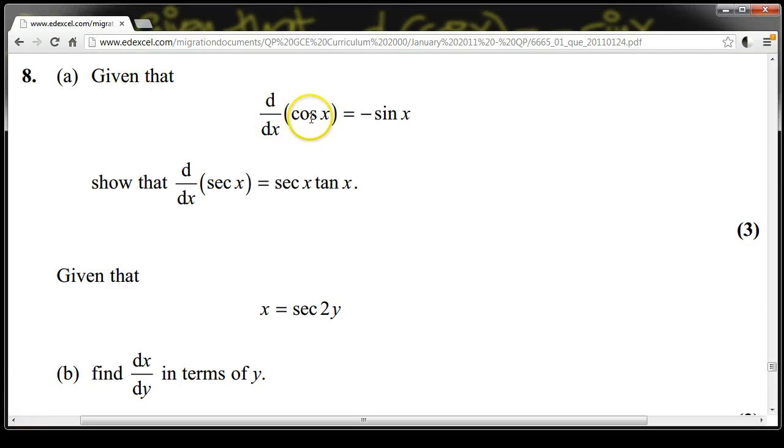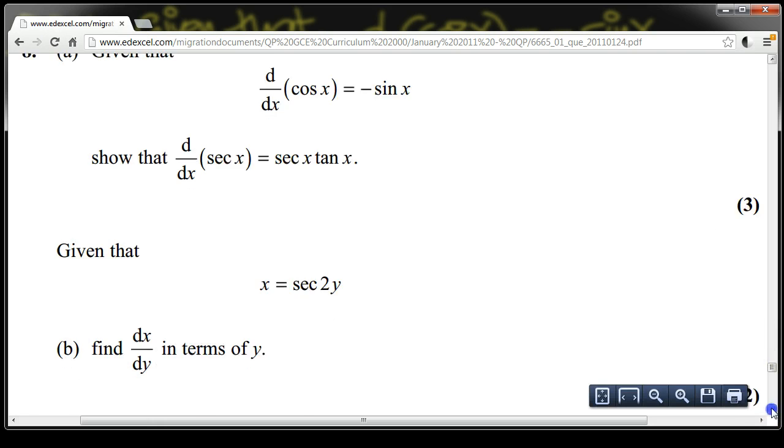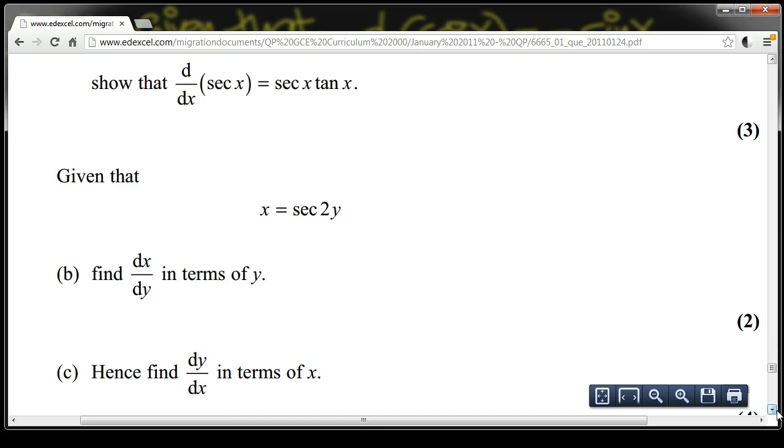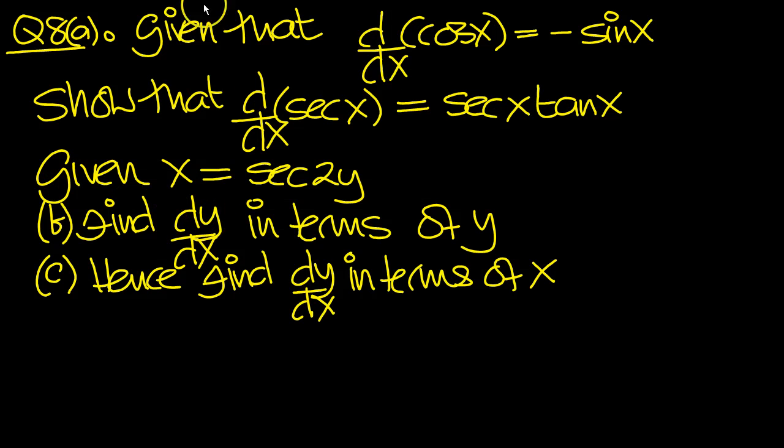Given that d by dx of cos x equals minus sin x, show that d by dx of sec x is equal to sec x tan x. And given that x equals sec 2y, find dx/dy in terms of y, and then hence find dy/dx in terms of x. So there's the question then. So this should read dx/dy, shouldn't it? Here, so let's put that in. dx/dy.